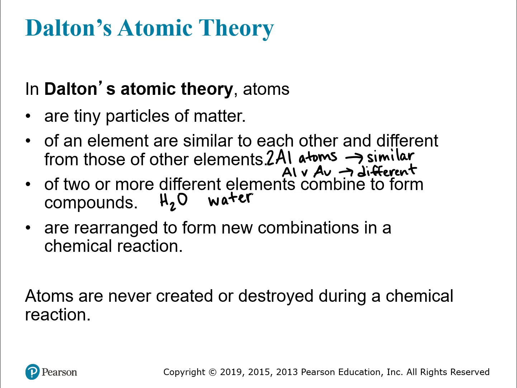Atoms can be rearranged to form new combinations in a chemical reaction. So if you do some chemistry, you can make H2O2, which is hydrogen peroxide. Still only has hydrogen and oxygen, but now it's something totally different because there's a new ratio of hydrogen atoms to oxygen atoms. Atoms are never created or destroyed during a chemical reaction.